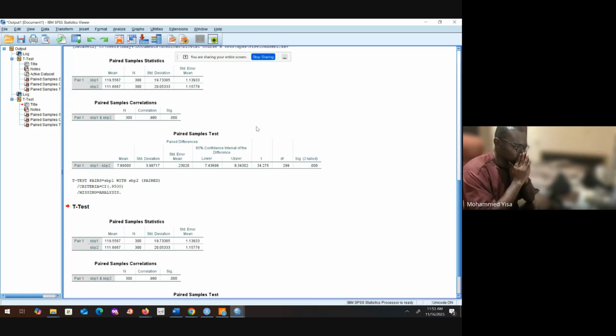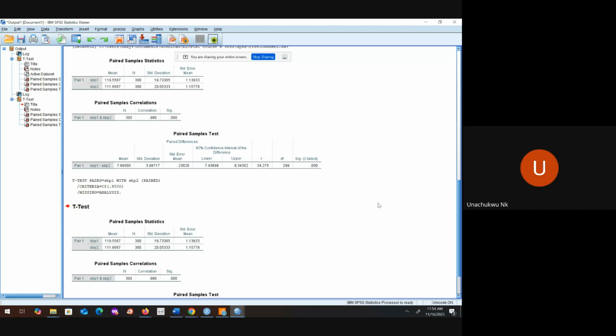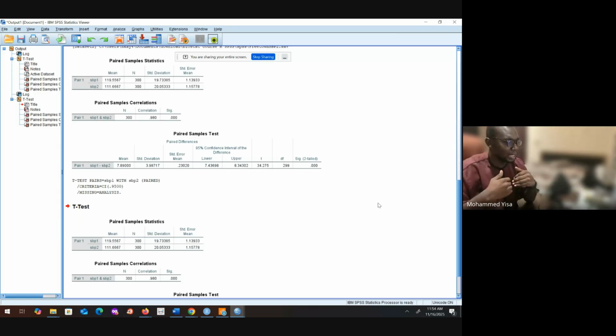Now, in this paired sample correlations, it's just telling you that the blood pressures in week 1 and blood pressures in week 2 are strongly correlated. If you remember, we said correlation can go from 0 to 1. 0 means no correlation, and the closer it is to 1, the stronger the correlation. And then the significance there is 0.000 ad infinitum. So it's telling you that it's very significant.